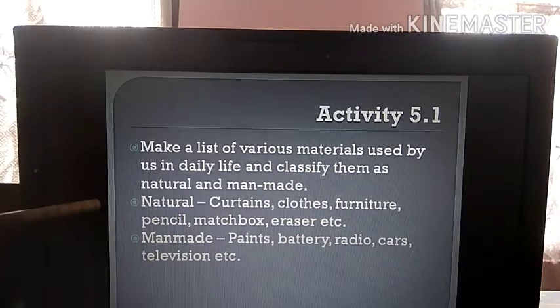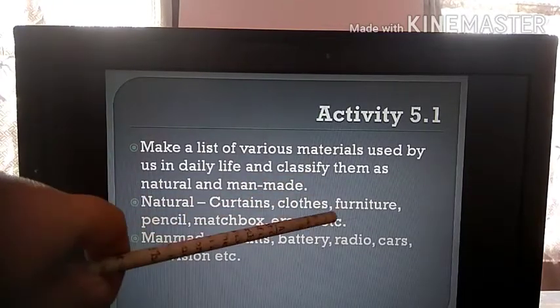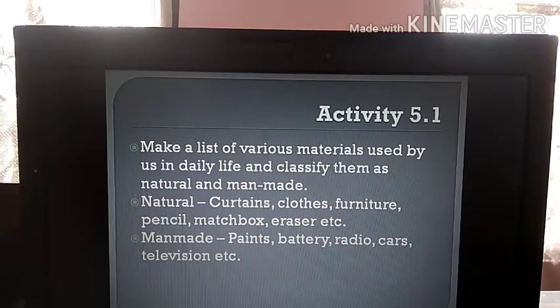The substances that are made from natural sources include curtains, like curtains we make from cotton or silk, which are obtained from plants or animals. Clothes that we wear, and furniture, of course, we get from plants, isn't it? The wood. Pencil: the part of the pencil that is made from wood is natural. Matchsticks are made from wood. Eraser we get from rubber, that is obtained from the rubber plant.